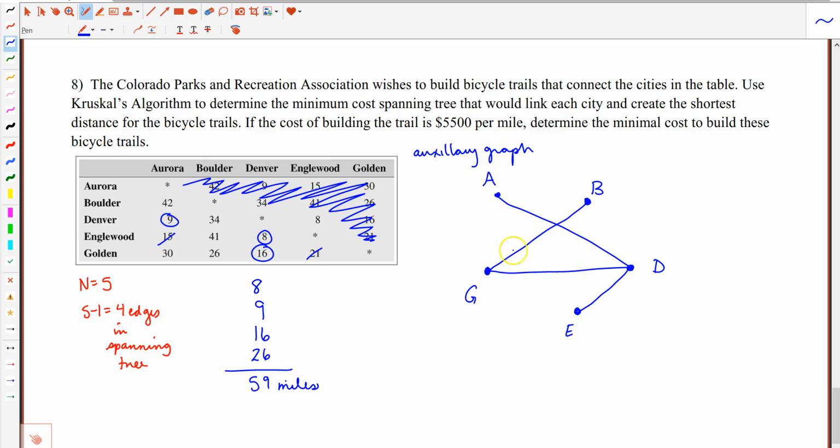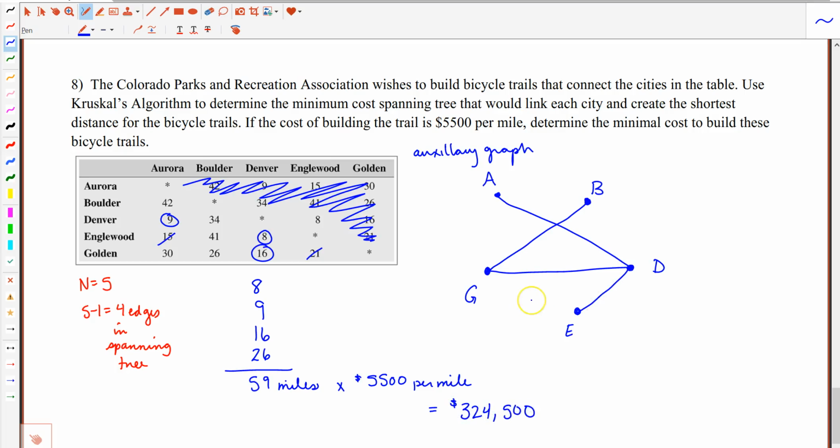And this is then going to be the connections that we're going to have to build to be able to connect these cities. And then the total cost, if it's going to be $5,500 per mile, and I have 59 miles. Ultimately then this trail is going to cost us $324,500.